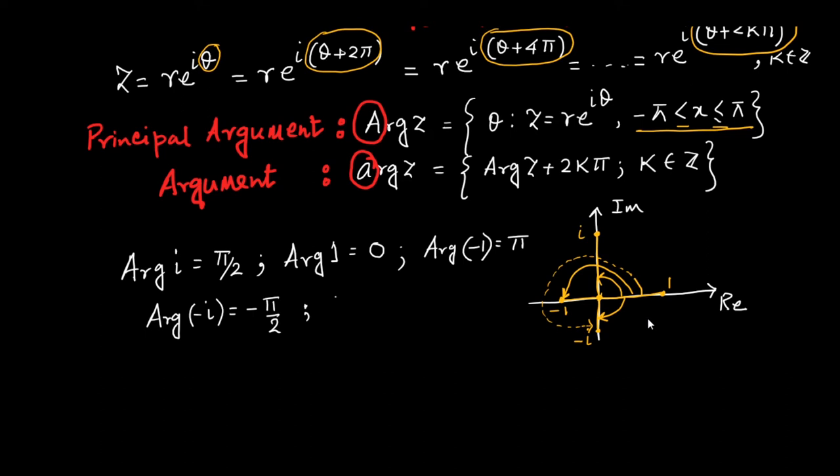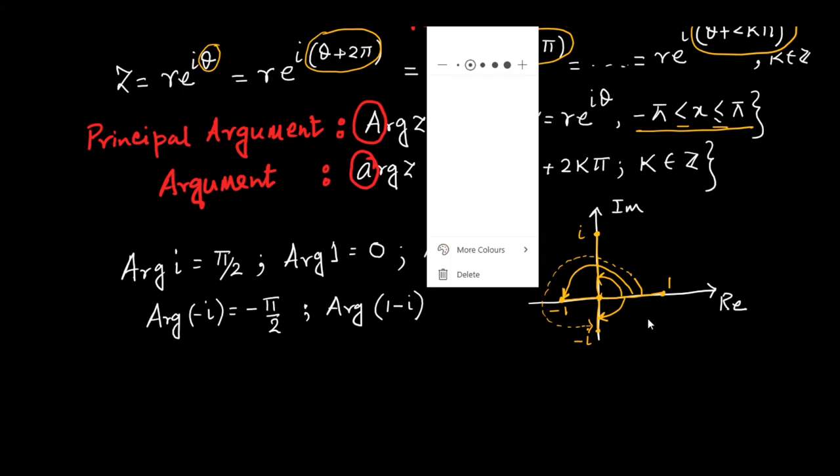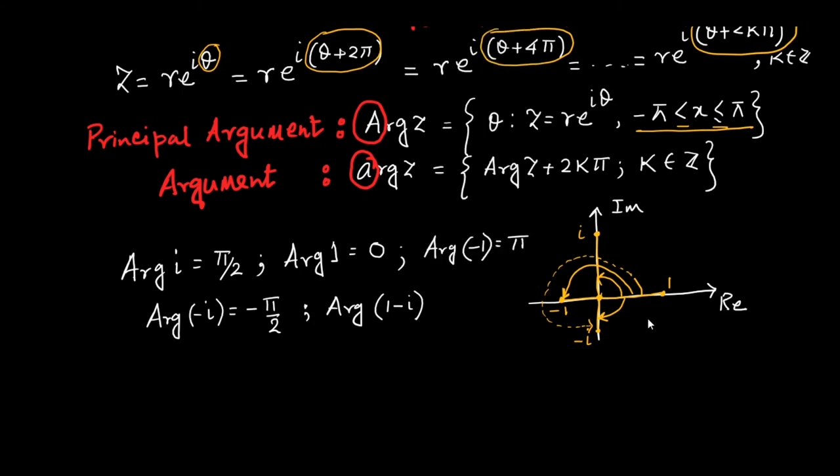Now again, let us find out the principal argument of another number, say 1 minus i. Let me use a different color. Too many yellow colors are there. So now 1 minus i. This is minus i, this is 1. So 1 minus i will be somewhere like this. Say this is z equals 1 minus i.